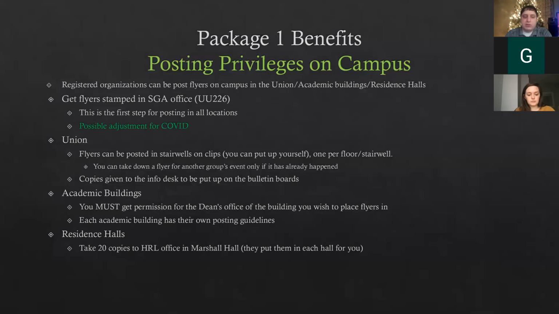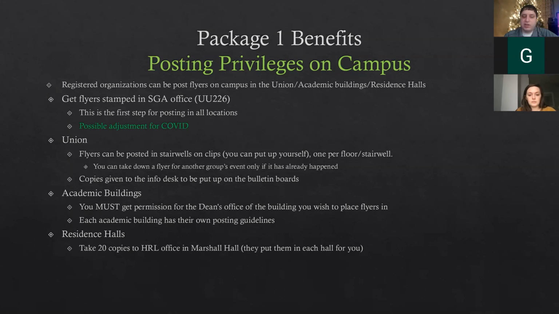Certain areas like the Union, you can put them on the stairwells, on the clips. You can do that yourself. The info desk can put them up on the bulletin boards for you. For academic buildings, I'll hold off on that one for just a second. Residence halls is super easy. You just take 20 copies of your stamped flyers to the HRL main office in Marshall Hall, and they'll actually put them up in all the residence halls, one per building for you.